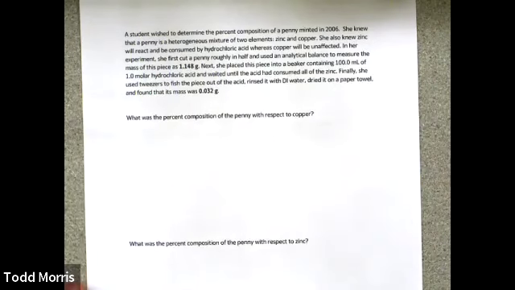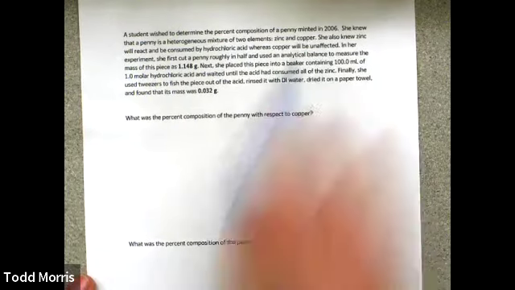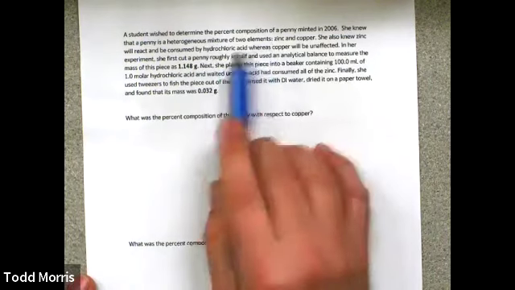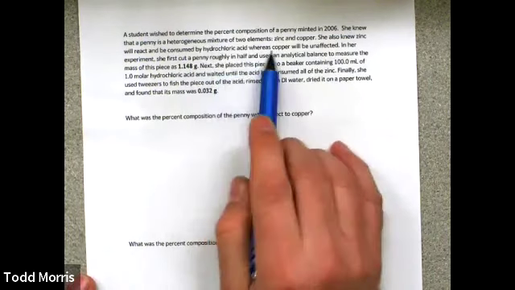Let's do an example calculation of the type that you'll need to do for this week's lab. In this story, a student wishes to determine the percent composition of a penny minted in 2006. She knows two things about this penny. One is that a penny is a heterogeneous mixture of two elements, zinc and copper, and she also knows the difference in chemical properties of zinc and copper, specifically that zinc will react with hydrochloric acid, whereas copper will not react.